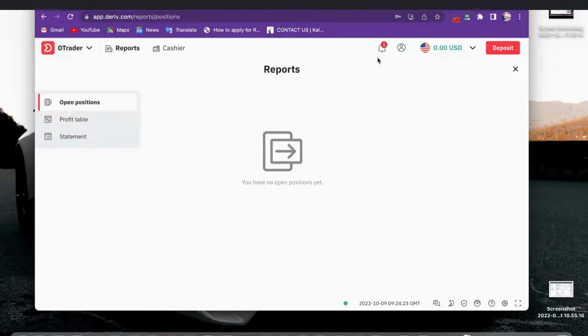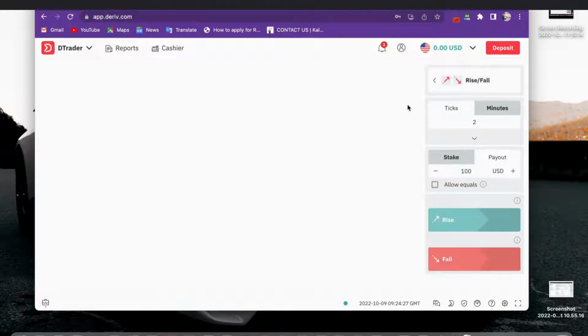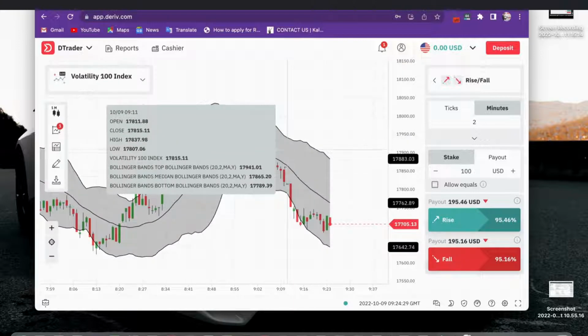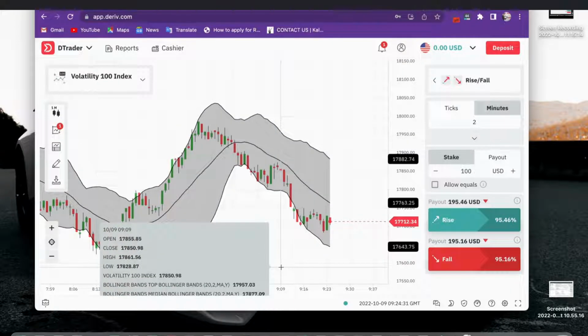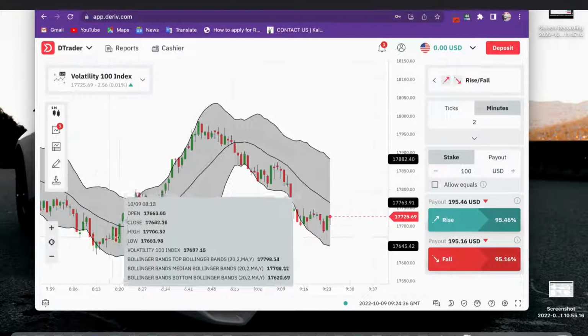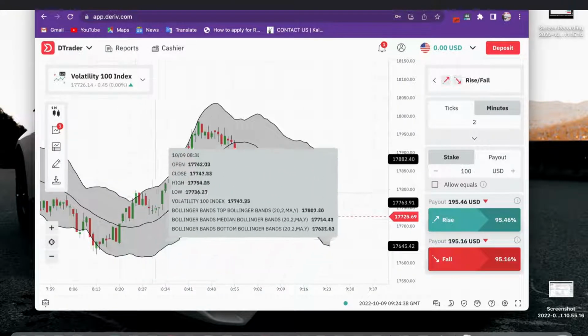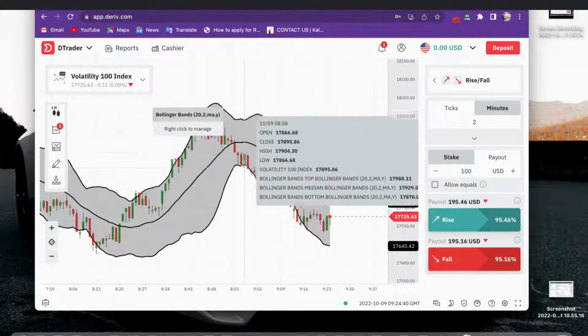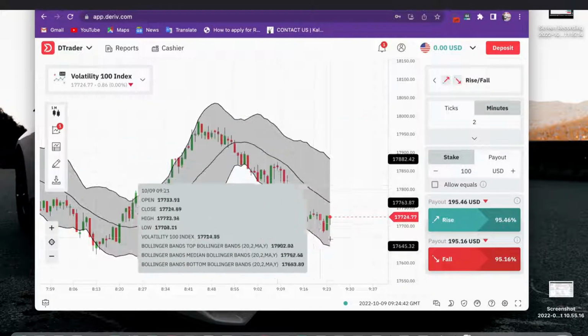You don't need to be a pro to do this. You just have to check where the market is going, how it's moving, and then you get to understand where to enter, guys. For example, when the market is above the middle line, mostly it's going up. When it crosses to below the line, mostly it's going down.